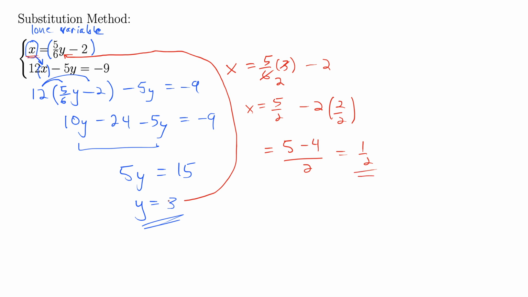Okay, so there's our x, here's our y. Usually with these, you want to write the answer as an ordered pair. So let's do that. Final answer is, okay, x is 1/2, y is 3. Okay, remember your x goes here, your y goes there. There you have it.